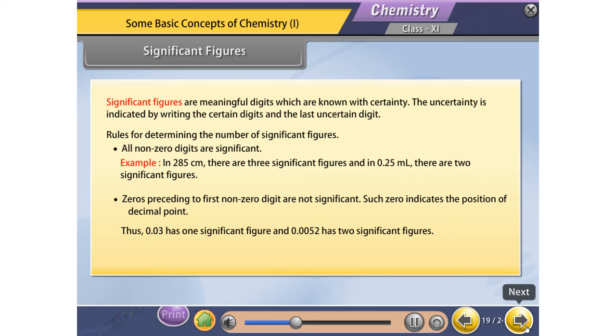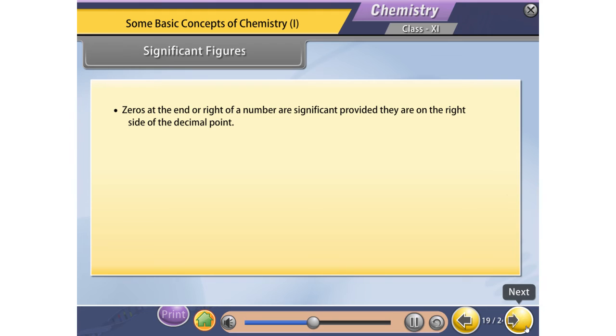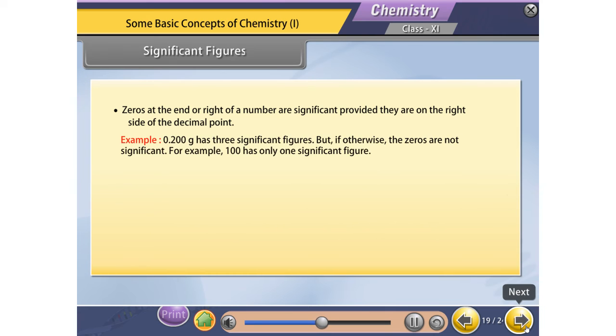Thus, 0.03 has 1 significant figure and 0.0052 has 2 significant figures. Zeros between 2 non-zero digits are significant figures. Zeros at the end or right of a number are significant provided they are on the right side of the decimal point. Example: 0.200 gram has 3 significant figures. But if otherwise, the zeros are not significant. For example, 100 has only one significant figure.